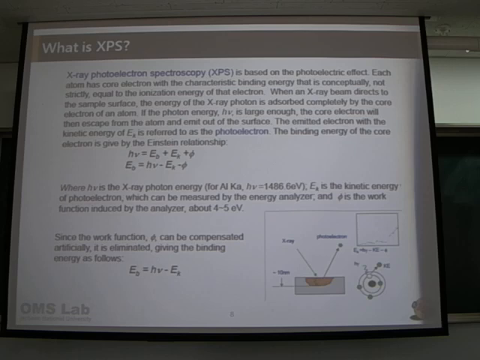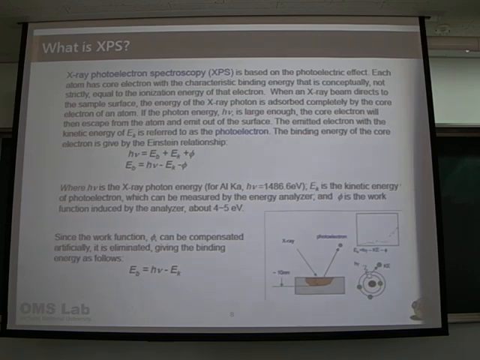And this is the X-ray photoelectron spectroscopy. In this case, I will discuss only this equation. This equation is the binding energy for the core electron, given by the Einstein relationship: h nu equals EB plus EK plus phi, where h nu is the X-ray photon energy, for example h nu equals 1486.6 eV. EK is the kinetic energy of the photoelectrons, which can be measured by the energy analyzer, and phi is the work function.